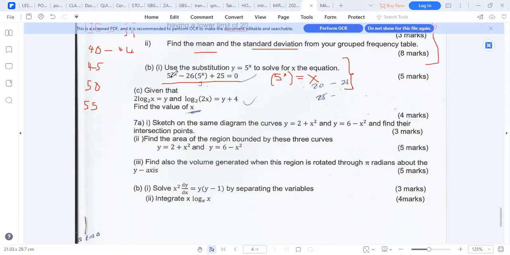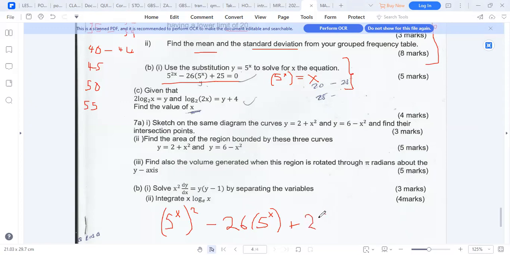So we're substituting where there's 5 to the power x, we're going to put letter x. So we use a quadratic equation. Here, we're going to rewrite this one. This will be 5 to the power x, then we put a 2 outside, right? Then here it will be minus 26, 5 to the power x, plus 25.